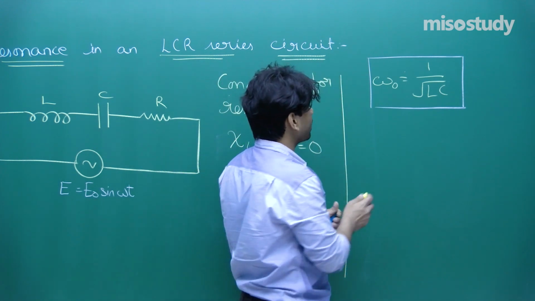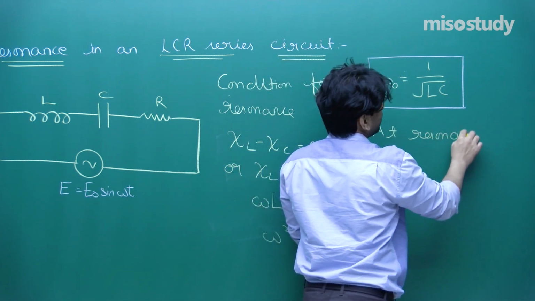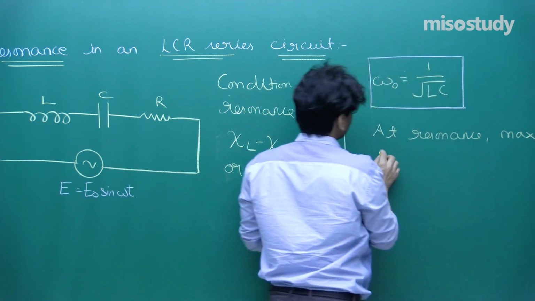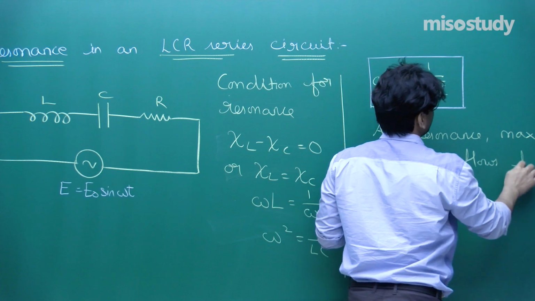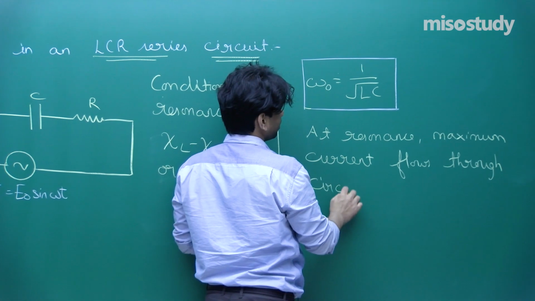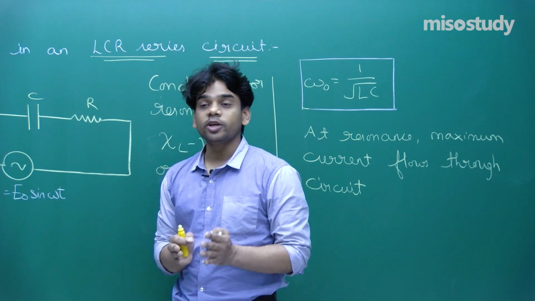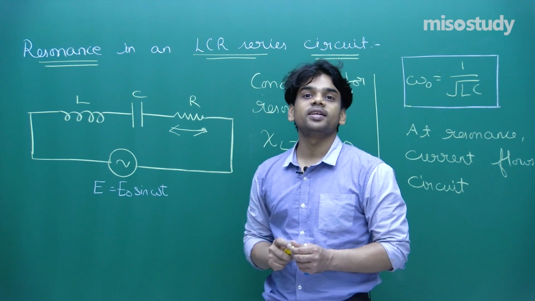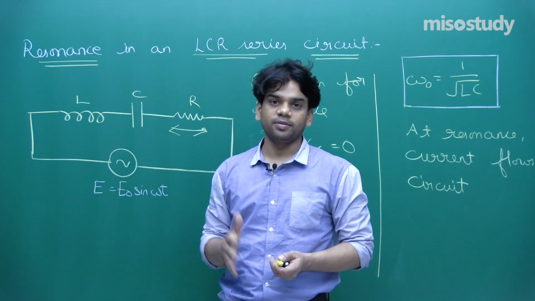At resonance, what is going to happen? We are going to have maximum current flows through the circuit. When I say maximum current, I mean I am decreasing the effective impedance of the circuit, and the net impedance of the circuit will be only due to the resistor element. This element will be only responsible to provide the net impedance within the circuit. Rest, the impedance provided by this inductor and capacitance will nullify. It will be equal to 0.